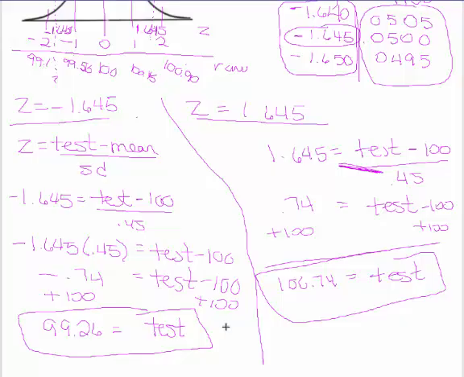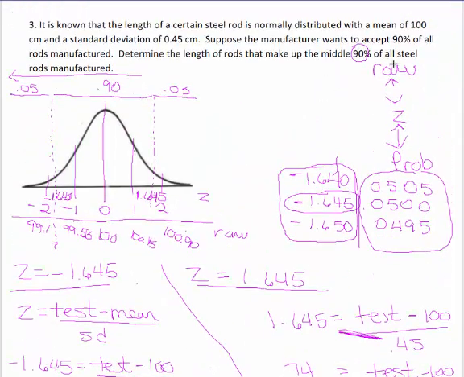Okay, and so that's it. Just really rely on this pathway right here. If they start you with probability, you've got to go up to get raw data. If they start you with raw data, you've got to go down the pathway to get your percentage.